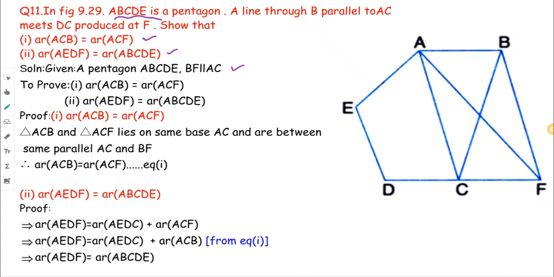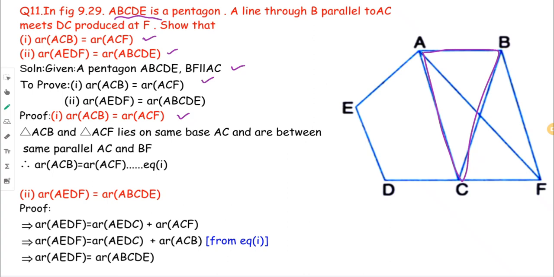So once again, a pentagon ABCDE. And then BF, we already know the question is given to us, is parallel to this AC. They are parallel. Now let's try to prove the first. We're going to prove that ACB equals ACF. Now let us look at ACB. This is the one.